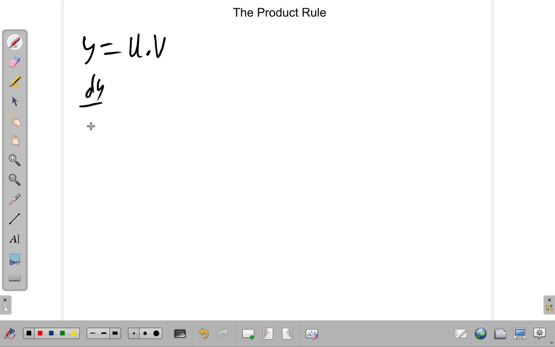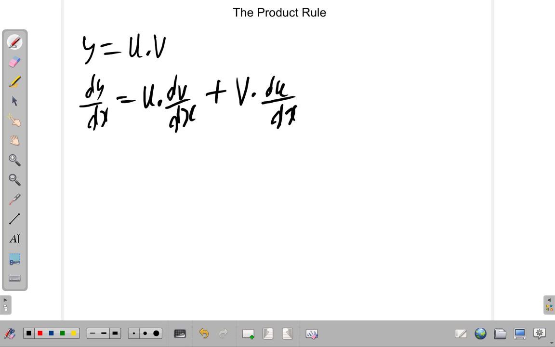So dy by dx is equal to, what you do is hold u as it is, differentiate v, dv by dx, multiply them, plus you hold v as it is, times differentiate u, du by dx. Alright? So it's dy by dx is equal to u dv by dx plus v du by dx. Sometimes it's just written as u dv plus v du. And you know that the dx is supposed to go there.